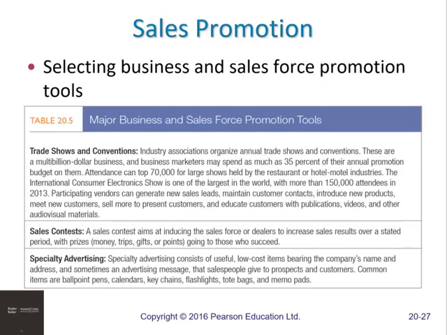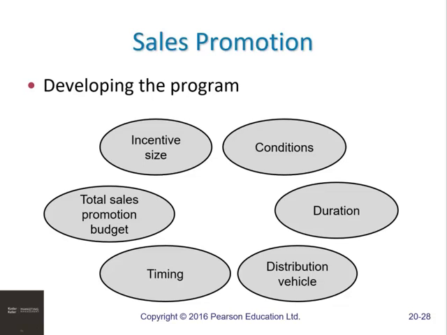Companies spend billions of dollars on business and sales force promotional tools, as seen here in Figure 20.5, to gather leads, impress and reward customers, and motivate the sales force. They typically develop budgets for tools that remain pretty constant from year to year. In deciding to use a particular incentive, marketers must first determine its size. A certain minimum discount is necessary if the promotion is to succeed. Second, the marketing manager must establish conditions for participation. Incentives might be offered to everyone or just to select groups.